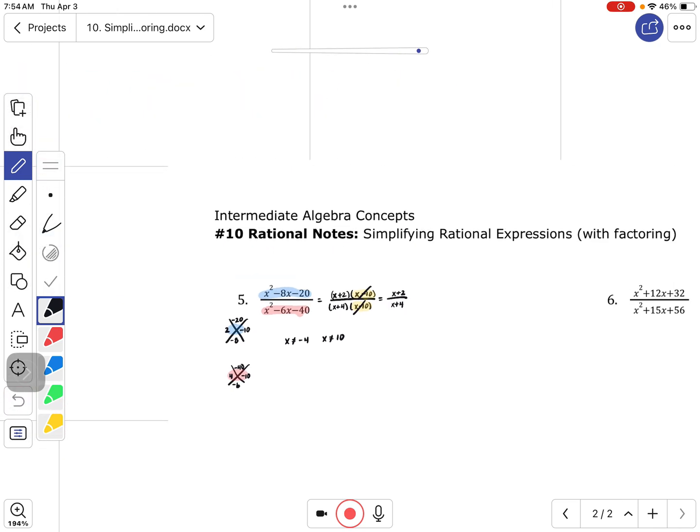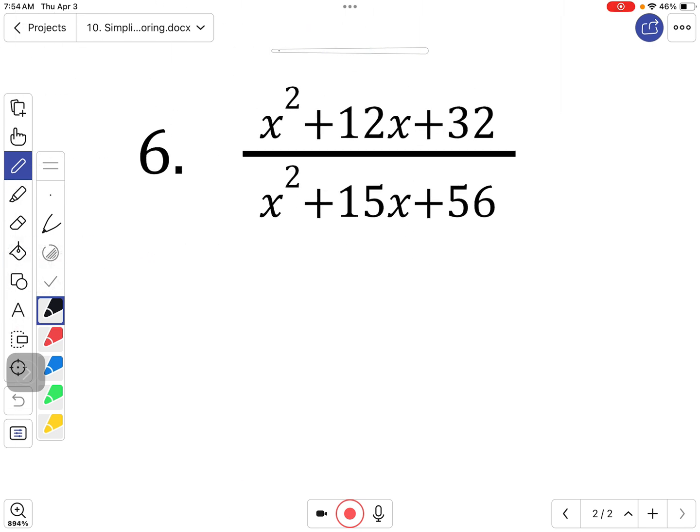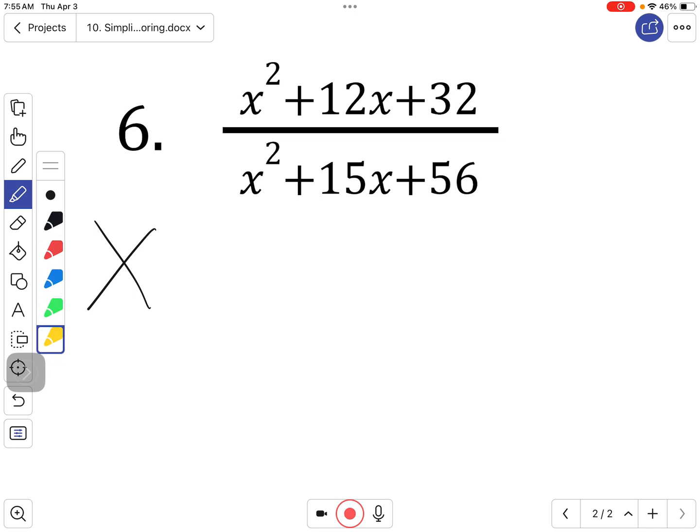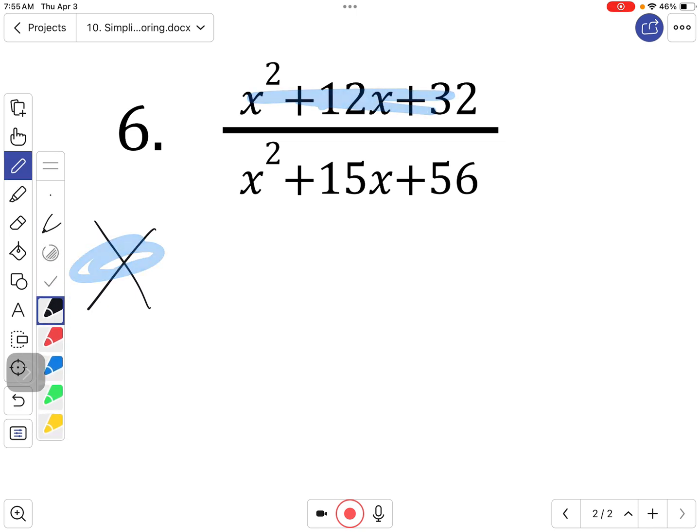Okay, let's look at the last one, number 6. Okay, I'm looking at number 6, and again, I see x squared on both the top and the bottom, so that tells me I'm going to have to make two of those x's. So let's start with this one right here is going to be this one right here. So on my top, I'm going to put that 32. On the bottom, I'm going to put this 12. Two numbers that multiply to 32, but would add to 12 would be an 8 and a 4, and you guys have your factor chart, so you can use those if you need to. So on the top, I'm going to say x plus 8 and x plus 4.